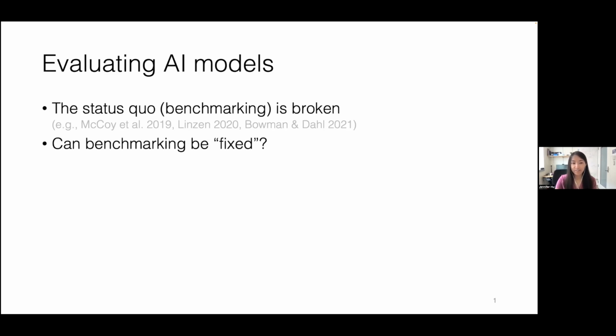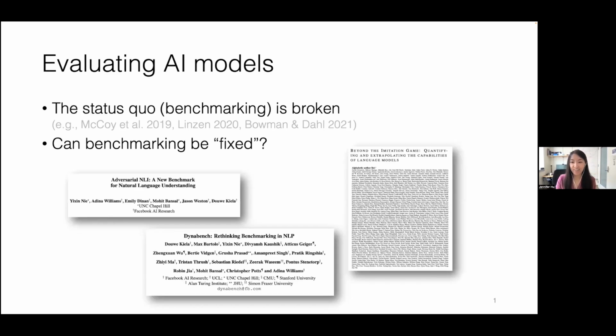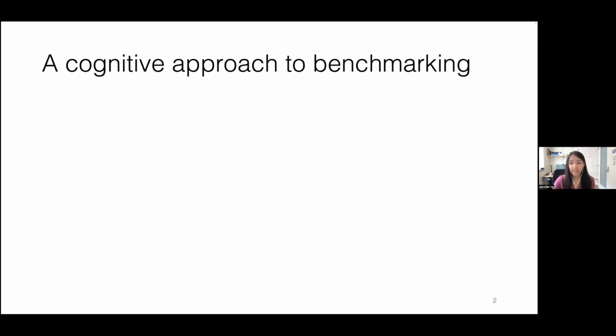And one kind of recent response to this is to try to fix benchmarking, like creating adversarial examples or including humans in the loop or just throwing a bunch of tasks at the model. But even with these kind of proposed changes, a lot of the underlying goals and mechanics of benchmarking are still the same. So instead of talking about better benchmarks, today I might talk a little bit about a different way of framing the problem of model evaluation, which is inspired by questions and methods in cognitive science.